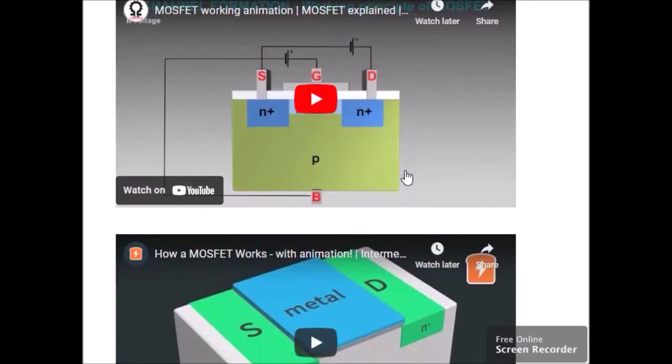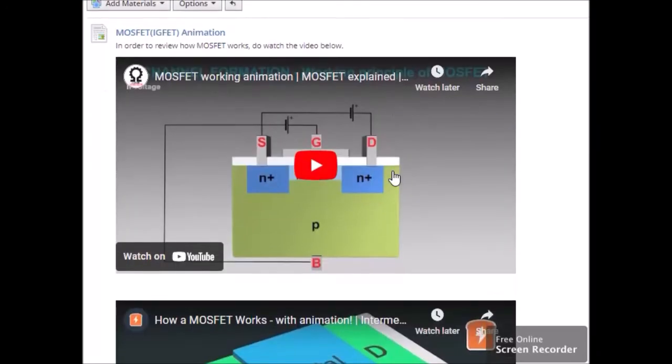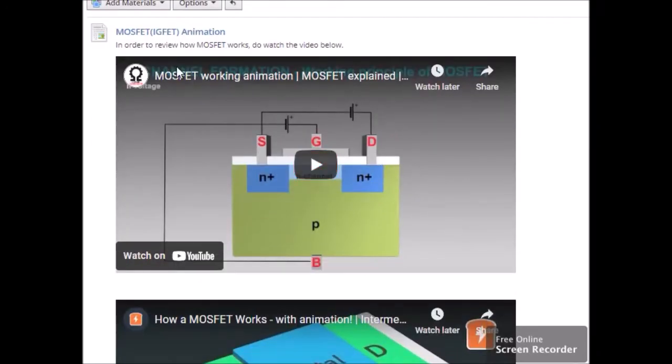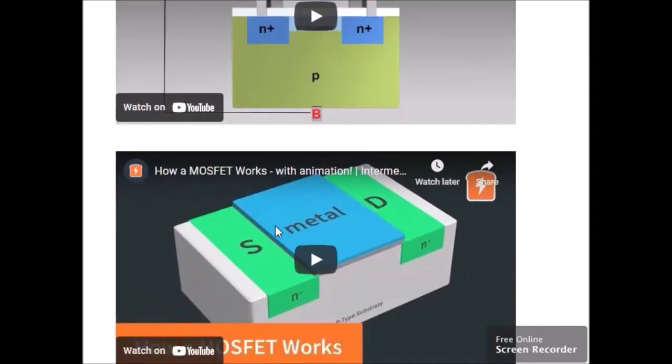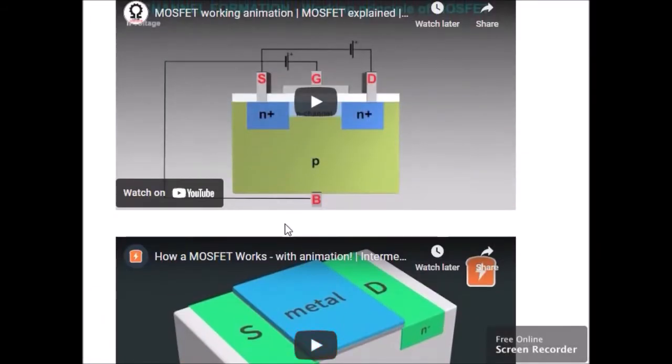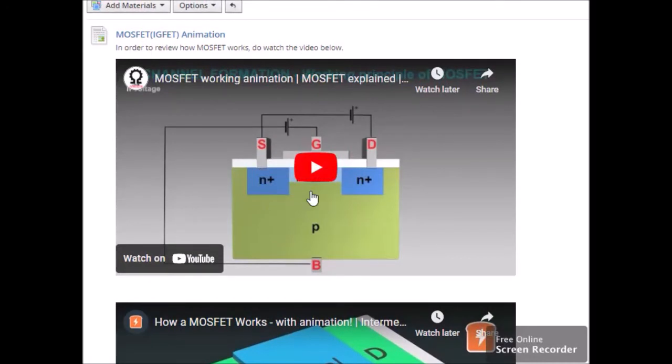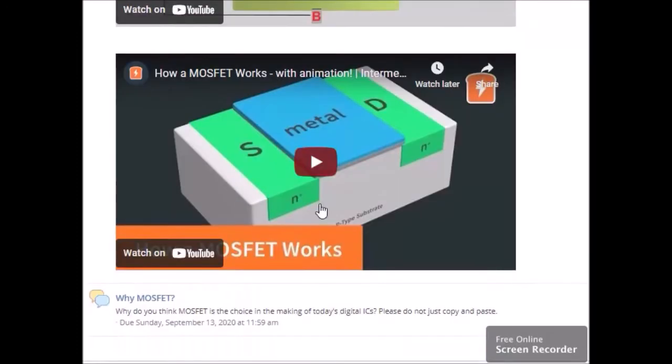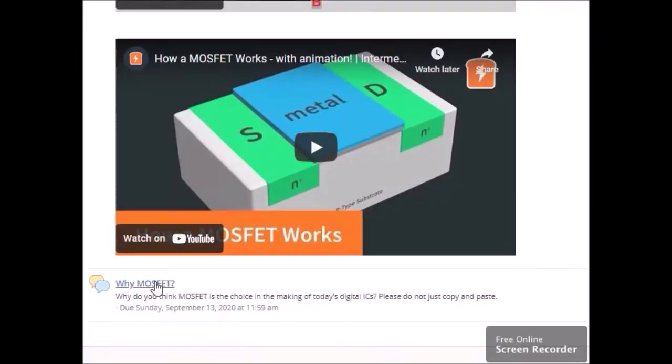On week 3, I also uploaded a video I got from YouTube about the MOSFET animation, how does a MOSFET work. The MOSFET is the most common type of transistor we use in IC design, so it's important that you visualize how it really works. I hope you watch this video too, and we also have a discussion here.